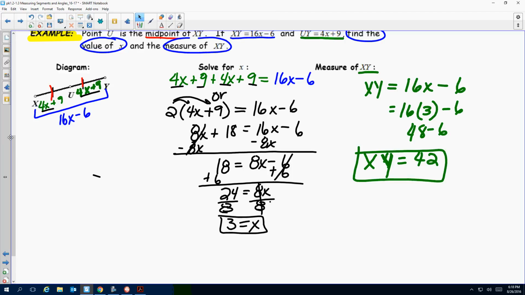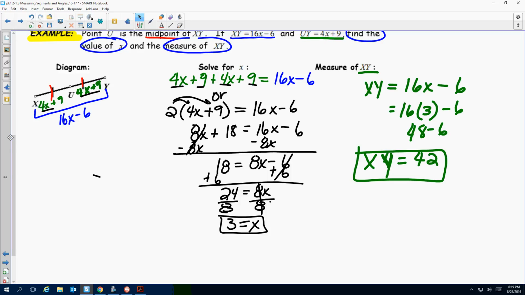Good job. Pause, rewind if you need to. That is pretty much taken care of when you have to write an equation and use the segment addition postulate or midpoint to solve and solve for x to find the measure of a segment. So thank you for taking care of this.